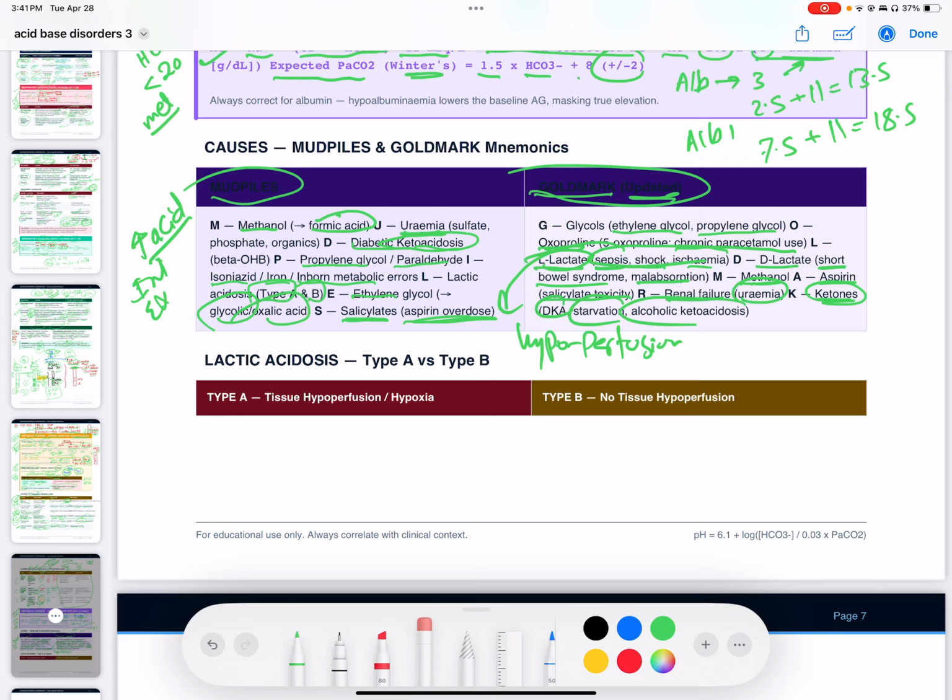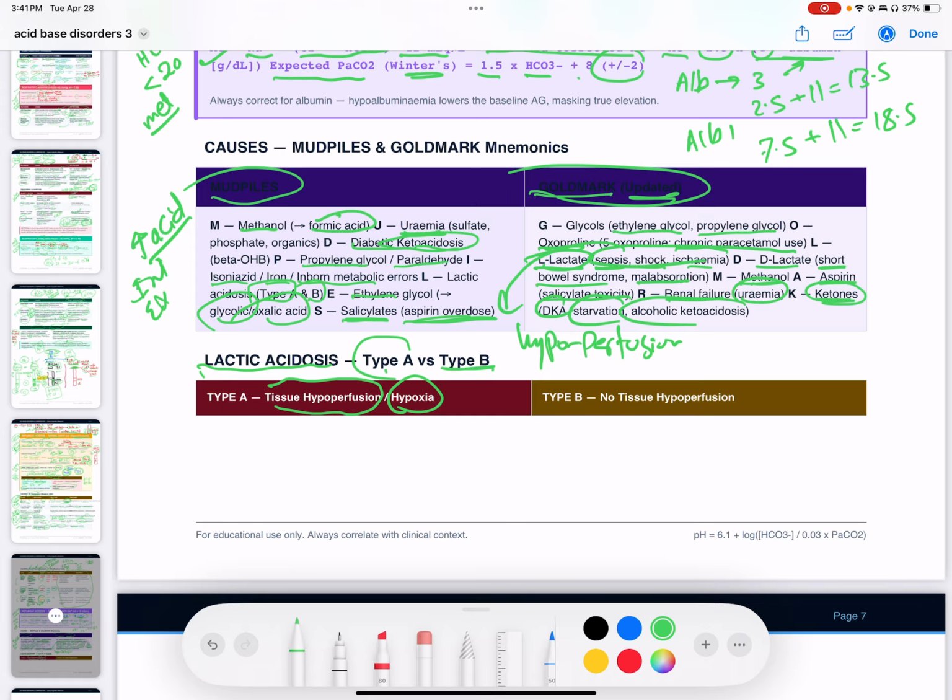And we talked here about lactic acid, probably one of the most common causes of high anion gap metabolic acidosis. So let's just talk briefly about lactic acid. Lactic acid can be two types, type A and type B. And the main difference, type A, is an indication of tissue hypoperfusion or hypoxia.